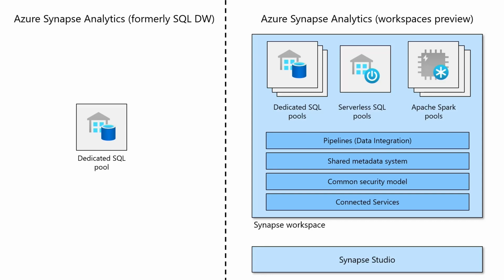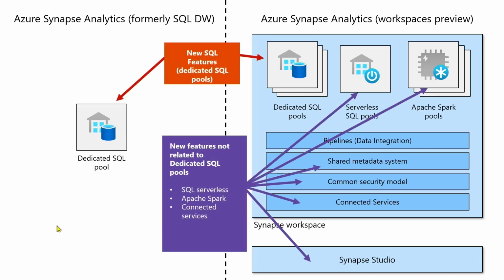Now, once you have a workspace, you need a great UI to use it. And that's why we built Synapse Studio, your one-stop shop for data engineers, to code, to monitor, to manage, to debug, to secure. Now, as I talk about new features that are launching, any features that have to deal with dedicated SQL pools, of course, manifest on both sides of this picture. There are many features that are not related to dedicated SQL pools: SQL Serverless, Apache Spark, connected services. Those will manifest only on the right side in Synapse Workspaces.